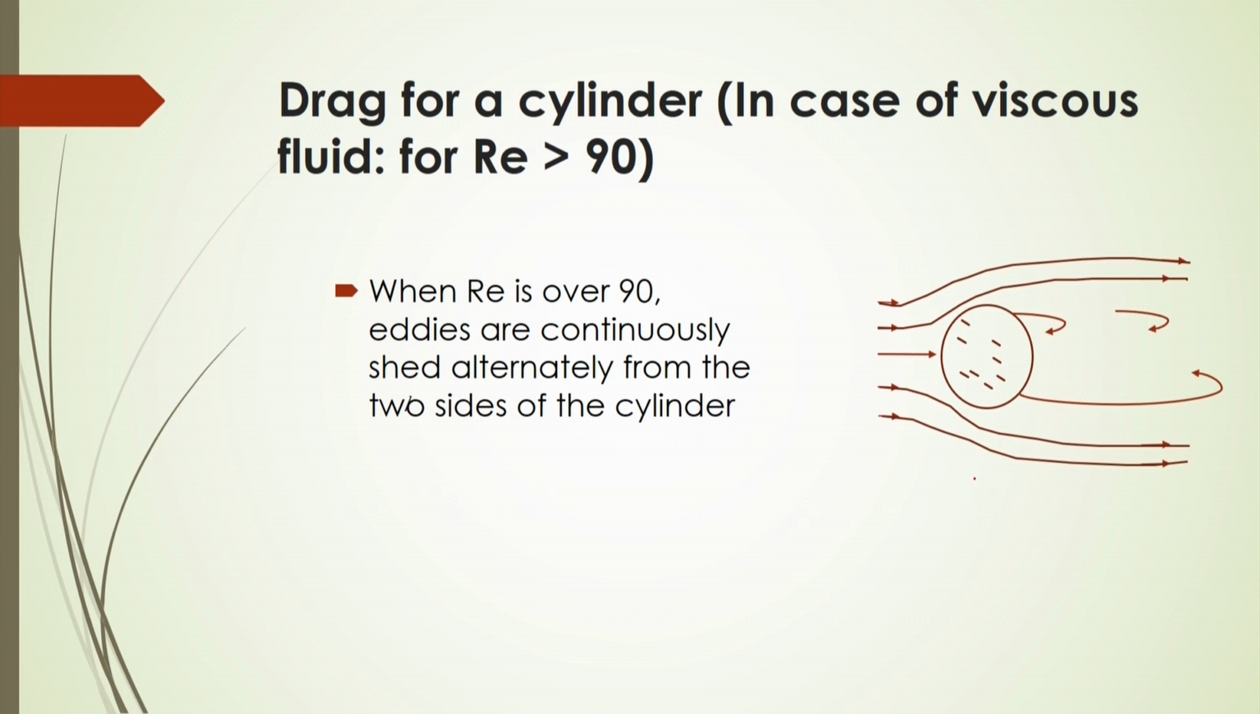So, in that case the boundary layer will be separated, in such a way that the flow behind the cylinder will get more space to move, and you will see there will be a continuous formation of vortex shedding that will come alternately from the two sides of the cylinder.